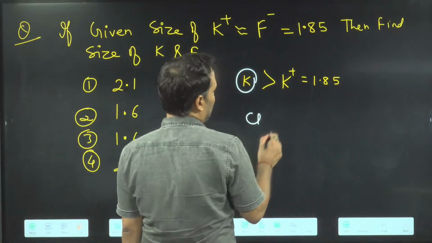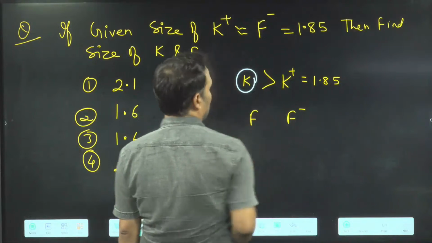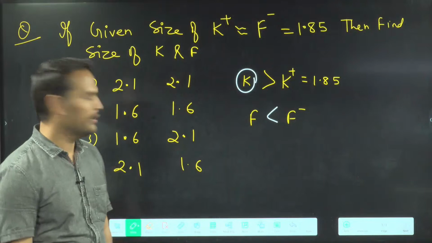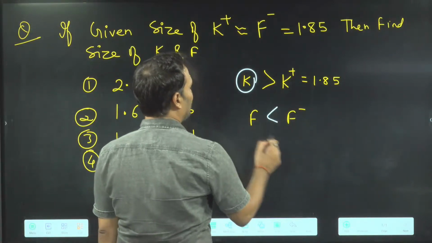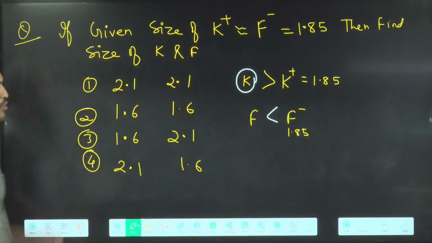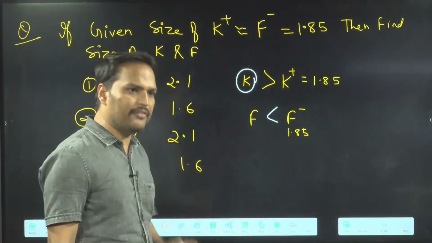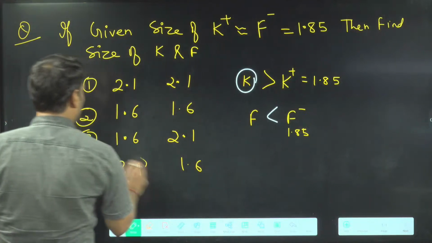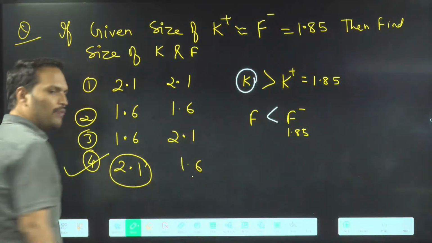And you have K and K plus, you have F minus and F. Now which one is bigger? F minus is bigger. So F minus is bigger. That means what? F is small. So the value should be less than 1.85. Is this clear? So K value is more than 1.85 and F value is less than 1.85. So we have only one option: K value more than 1.85, F value less than 1.85.